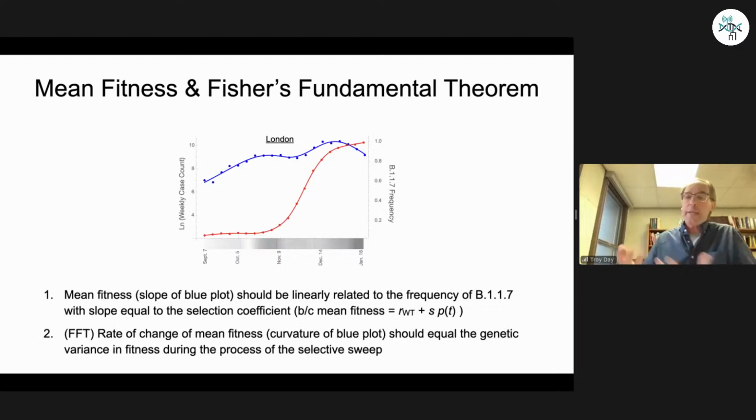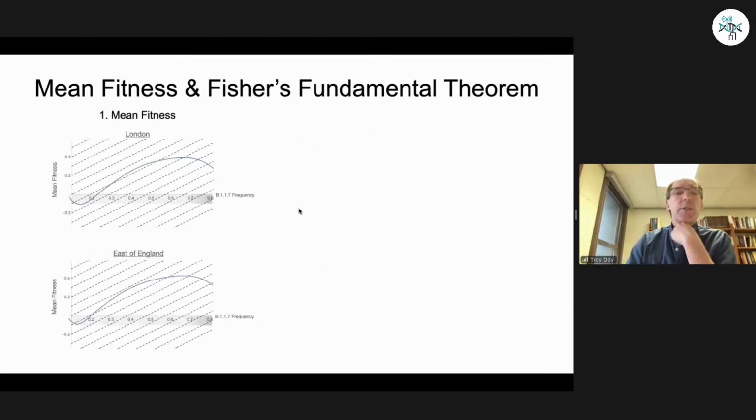So that's the first prediction we can make in terms of mean fitness. Another prediction we can make is basically Fisher's fundamental theorem. If we ignore any sort of fitness determining interactions among individuals, so we're ignoring things like herd immunity, for example, and again, if we're focusing only on cases where the stringency hasn't changed much over the course of the selective sweep, then Fisher tells us that the rate of change evolutionarily in mean fitness should equal the genetic variance in mean fitness. We can compute the rate of change of mean fitness as the curvature of this epidemiological plot. It's the rate of change of the slope. And we can compute an estimate for the genetic variance because we know the variant frequency and the selection coefficient. So I'll just quickly show you those predictions and how they are borne out.